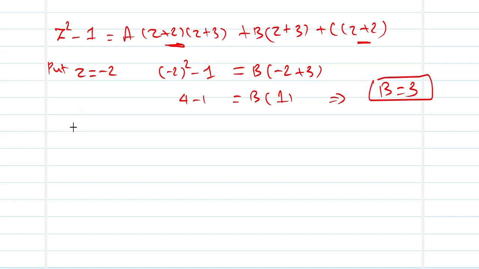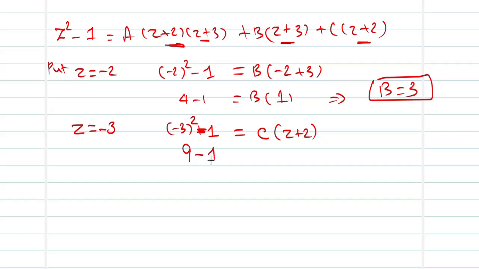Now move on to the next factor. Put z plus 3 equal to 0 or z is equal to minus 3. So I will have minus 3 the whole square plus 1, sorry minus 1 to be equal to, this contains z plus 3, so this will vanish, this contains z plus 3, so this will vanish. So the remaining term will be z plus 2 with c as the coefficient. So this makes it as 9 minus 1 equal to c into, this now takes the value minus 3 plus 2 will be equal to minus 1. So 8 equal to minus c, which implies c equal to minus 8.